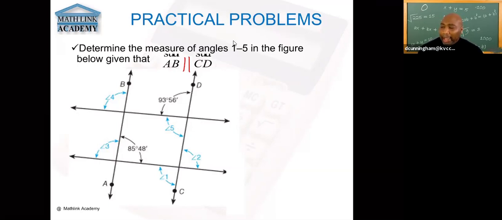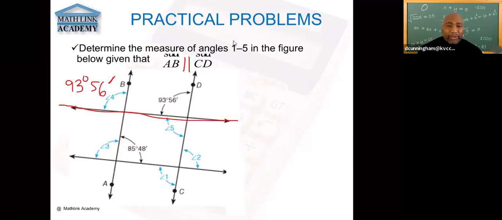Now, knowing what two lines are parallel, we can see this is a transversal line. This line right here is a transversal line. And since it's a transversal line, angle 4, I believe, is going to equal 93 degrees and 56 minutes. And the reason why is because they're corresponding angles. Any other corresponding angles that you think we could find?